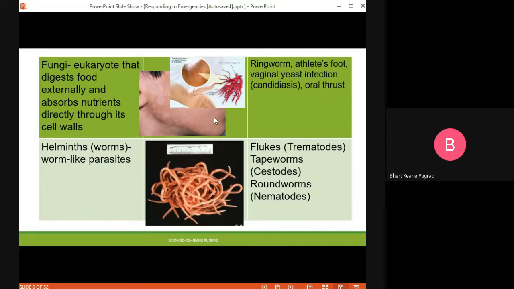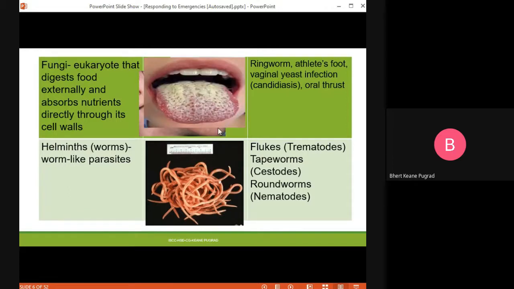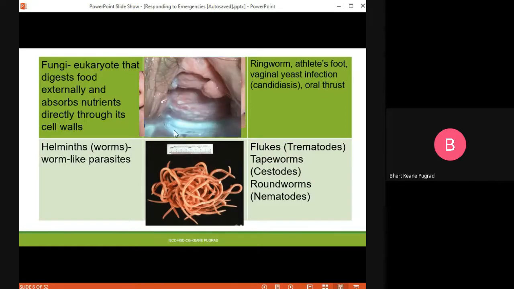Aside from kamanaw, we also have here your oral thrush, no? We also have here your candidiasis or a vaginal yeast infection. Okay, so these are being caused by a fungal infection. Okay, next you also have your helminths. Your helminths are your parasitic worms.